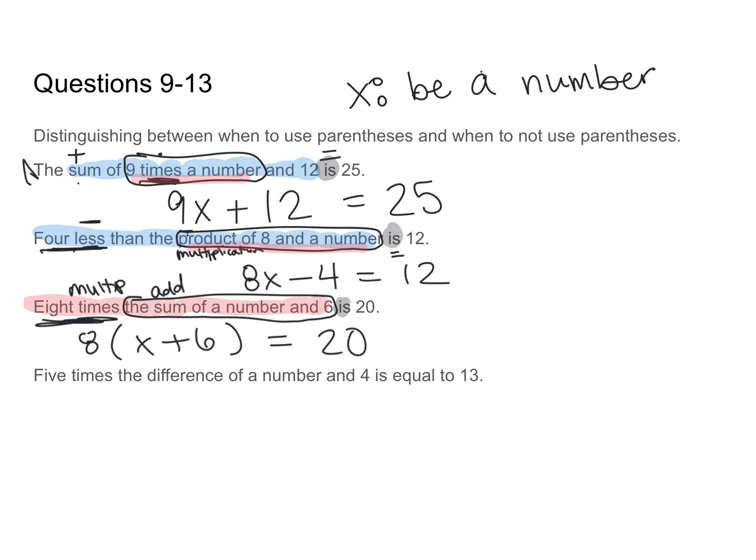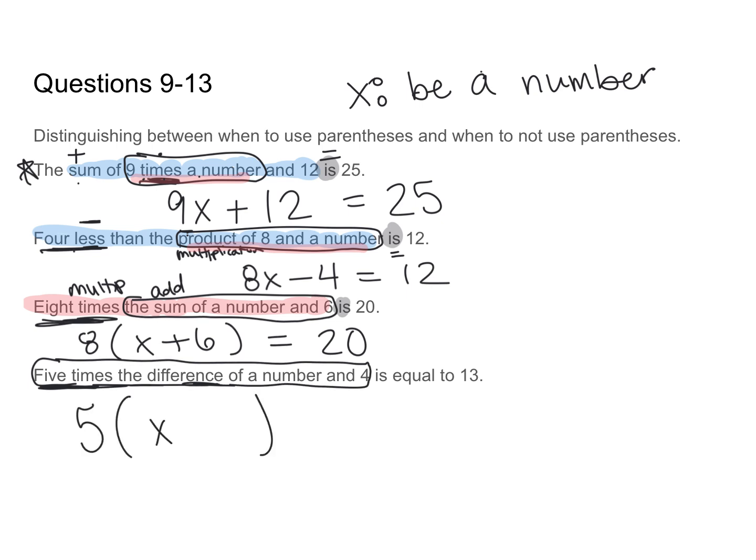So before, like on the first one, it said 9 times a number. This says 8 times the sum. Very similar to this last one, 5 times the difference. Not 5 times a number, but 5 times the difference of a number and 4. So I have to do x minus 4, and then I would get to multiply it by 5, is equal to 13. And you're just identifying it where you're not actually solving it, you're just identifying the word problem with the expression or the equation that it matches.